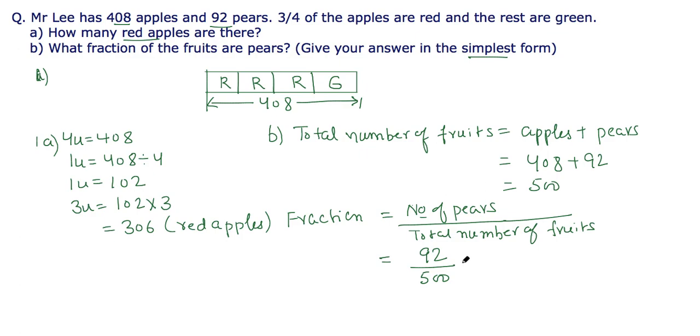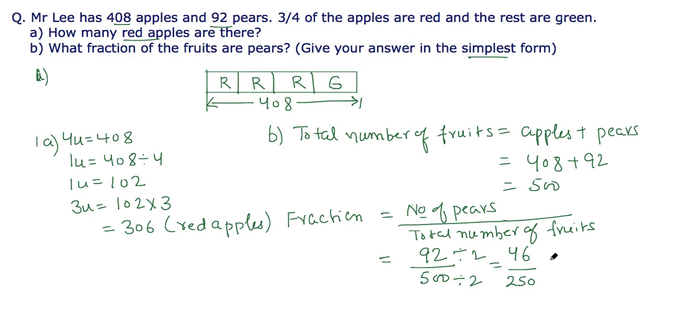The smallest possible number I can think of which can divide both is 2. Why? Because both of them are even numbers. This is 92, it's 2 there, and 500 is 0 there. So both are even numbers. I can divide both numerator and denominator by 2, which will give me 92 divided by 2 is 46, and 500 divided by 2 is 250.